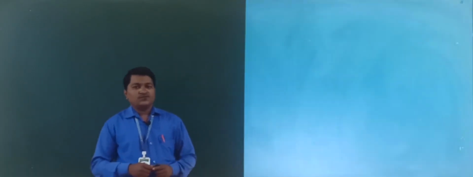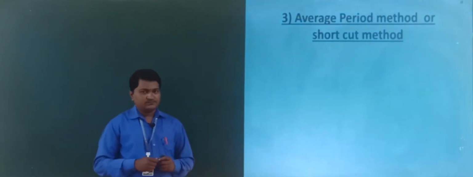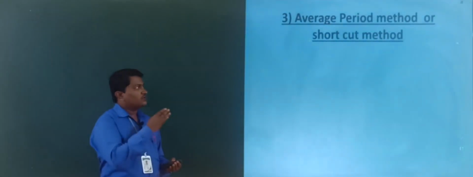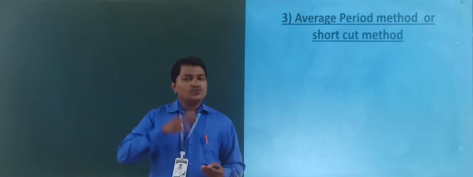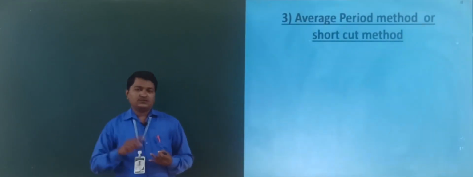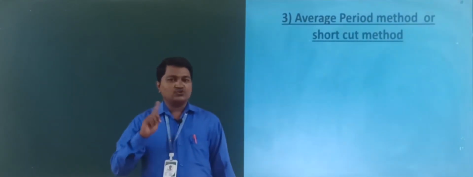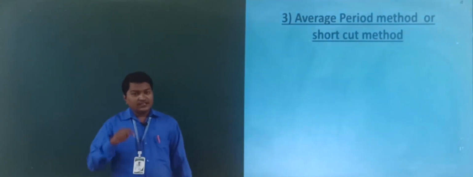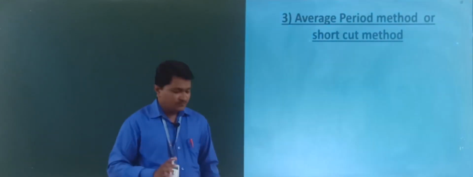Today in this class we study the average period or shortcut method for calculation of interest on drawing. As you know, in the previous class you studied the direct method as well as the product method. So you already completed two methods for calculation of interest on drawing: the first is the product method, the second is the direct method, and in this class we learn the average period method, or shortcut method.